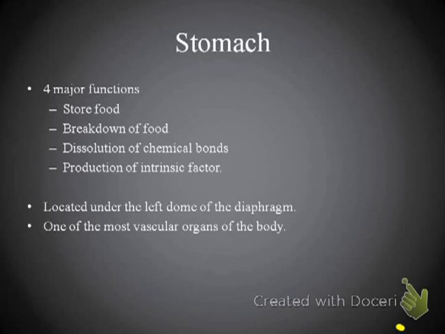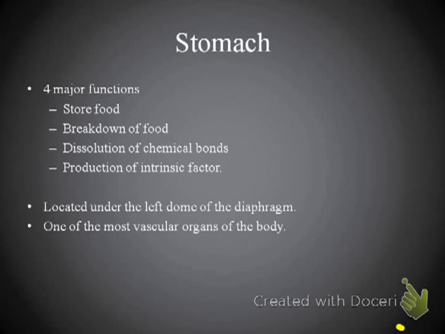So the stomach. The stomach has four major functions. Number one is to store food. Number two is to break down food. Number three is the dissolution of chemical bonds, so that food can be broken down as food actually goes through the rest of the intestines throughout the abdomen. And then number four is the production of the intrinsic factor, which also enables food to be broken down.